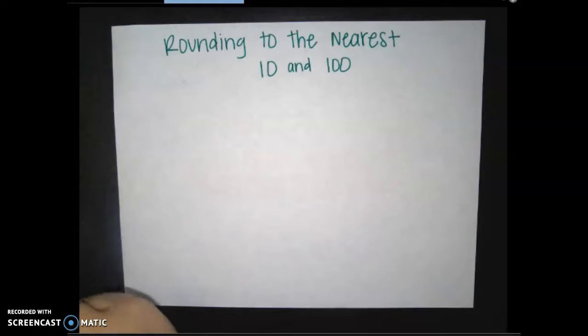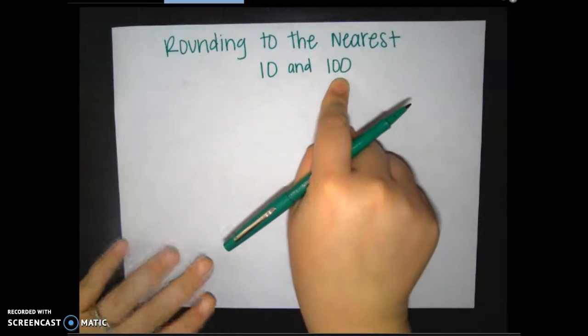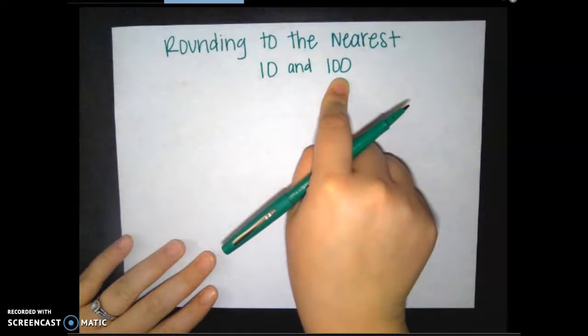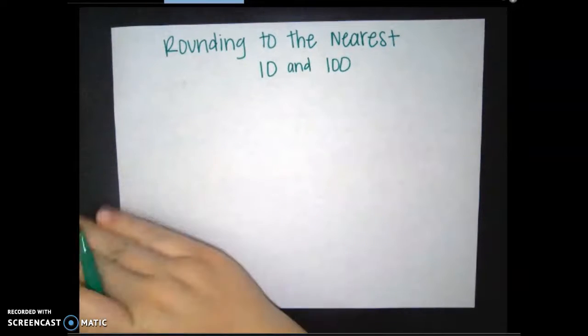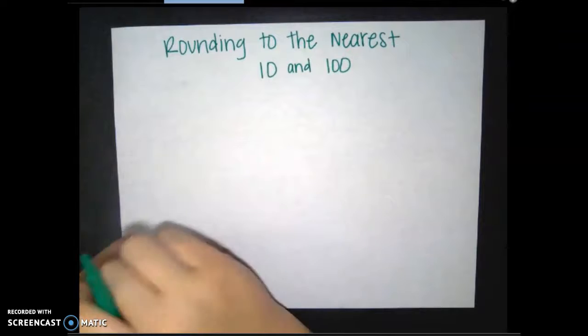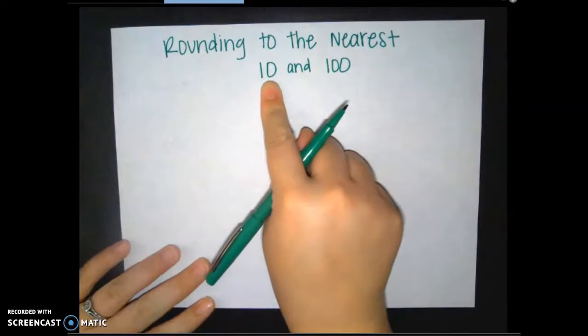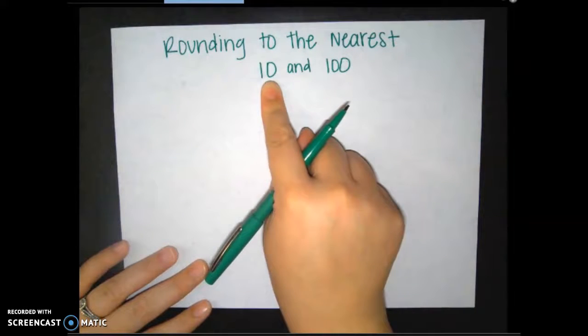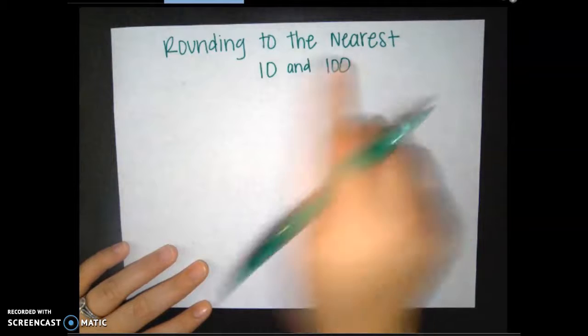Okay, today we are going to start rounding numbers to the nearest 10 and 100, and we're also going to round to the nearest 1,000 and 10,000. But just for this video and right now, we're going to start off small. So just like you saw in the video before, rounding to the nearest 10 and 100, they talked about that.